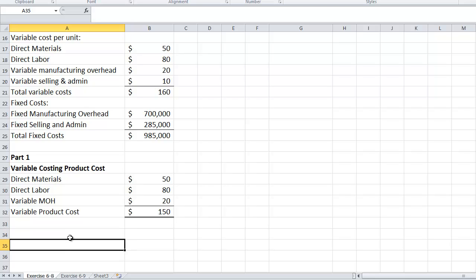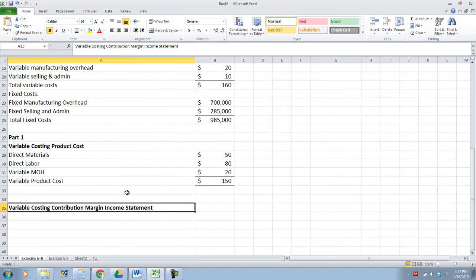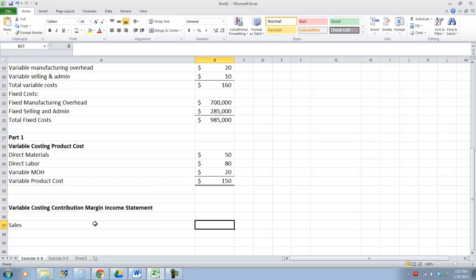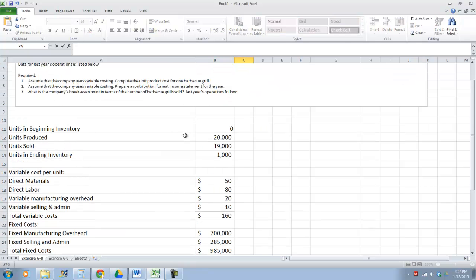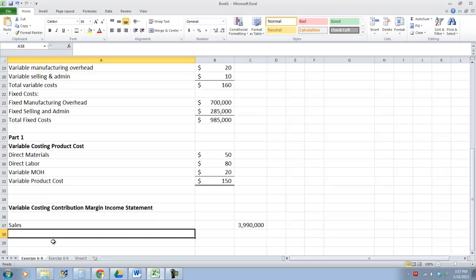So, variable cost contribution margin income statement. Okay, so now we need sales, and sales will equal 210, which is our selling price. It was given in the problem, and we sold 19,000 units.